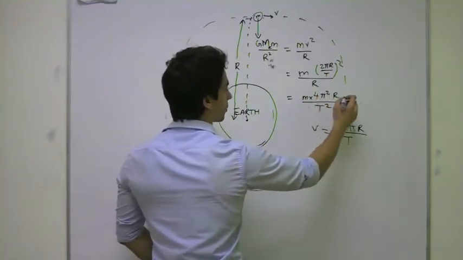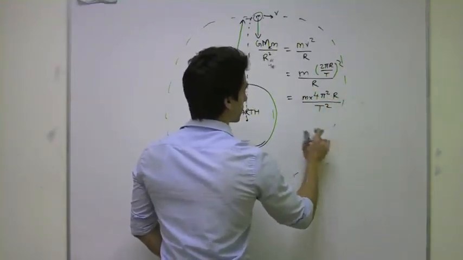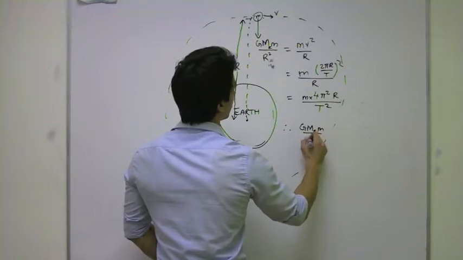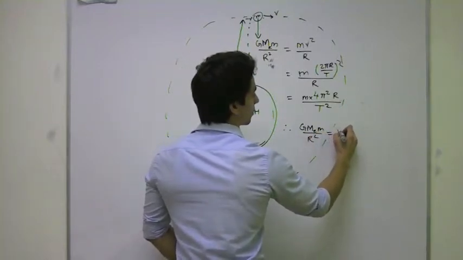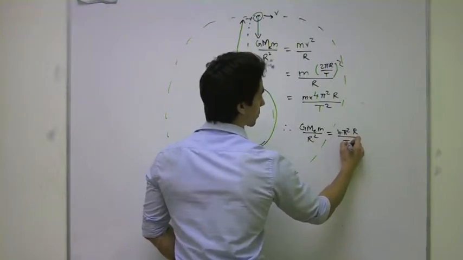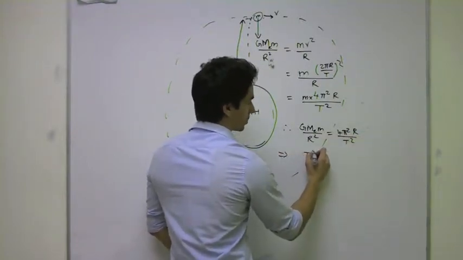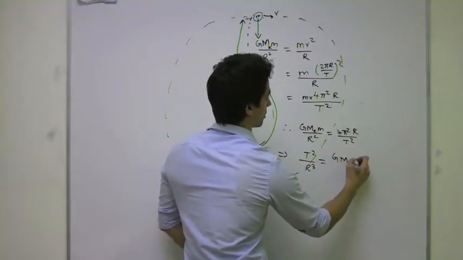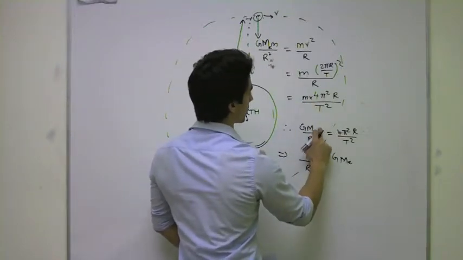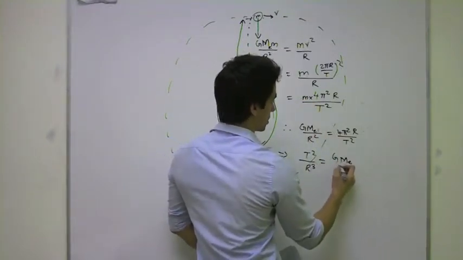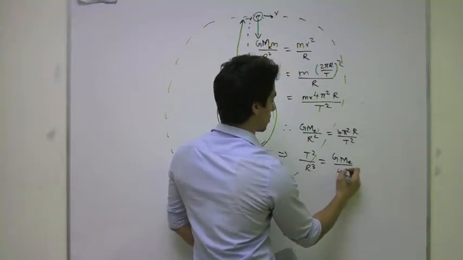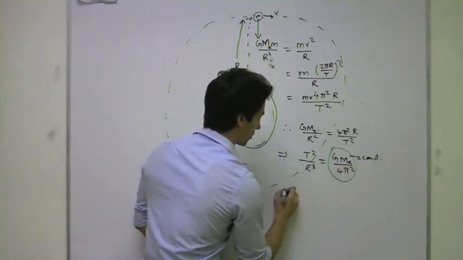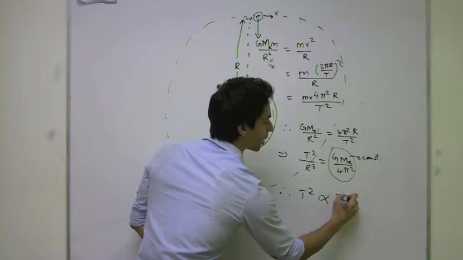Therefore, I have GM_e m over r squared equals m times 4 pi squared r over T squared. This implies T squared over r cubed equals GM_e over 4 pi squared. The m got cancelled off with the m over here. Now you see that this entire thing is constant. Therefore, T squared is directly proportional to r cubed.